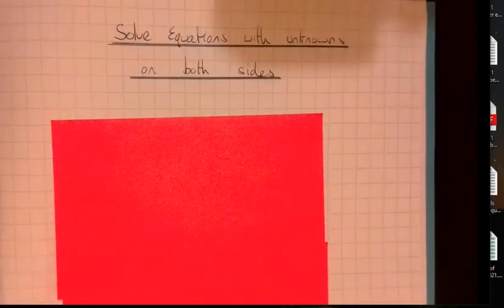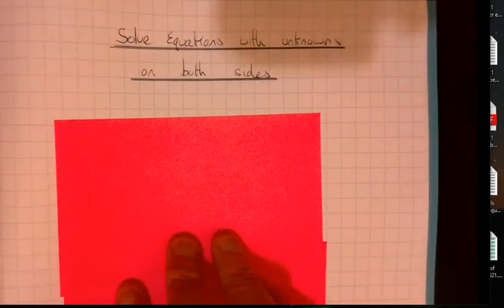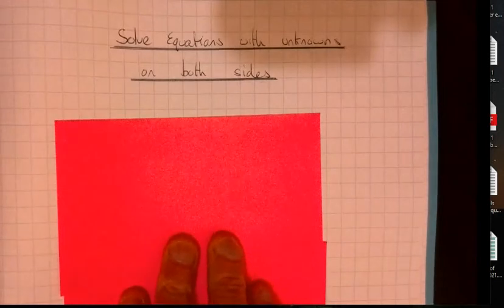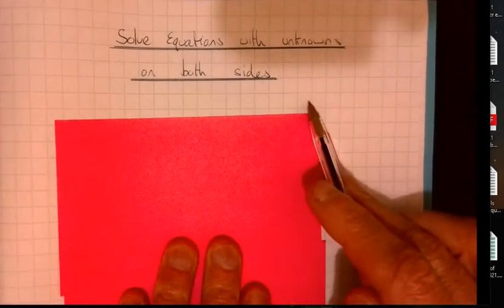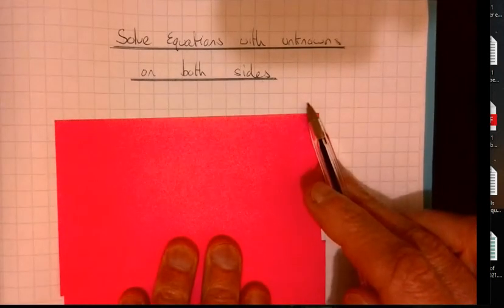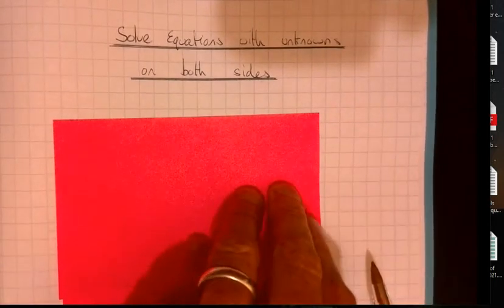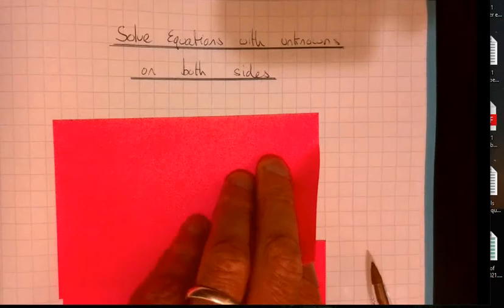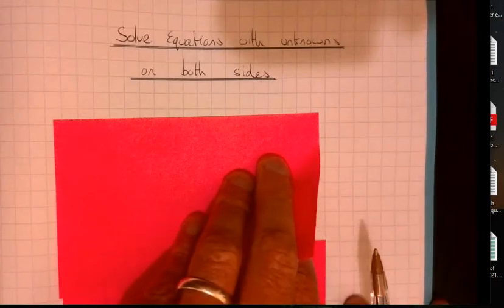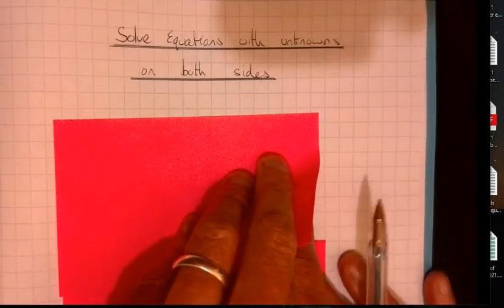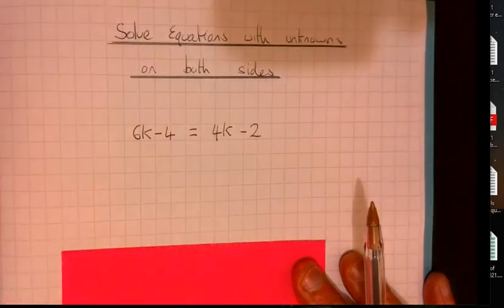We're looking at solving equations with unknowns on both sides today. So you're going to write down the title. There's our title. And then let's have a look to see what we mean by equations with unknowns on both sides. So let's have a look at our first example. I'm going to work it through together. So you're going to write this one down.